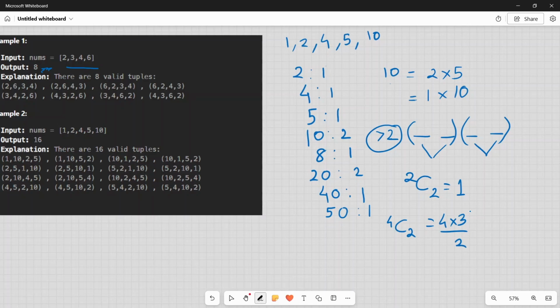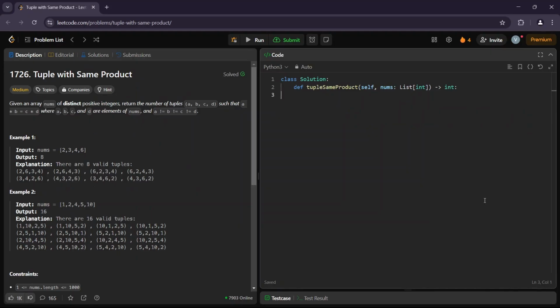And then we also have to multiply this by 8, because as we have seen in the previous explanation, each pair of pairs will in turn have 8 permutations. So this is what our result will be when we have 4 as the pair count. Let's get started.